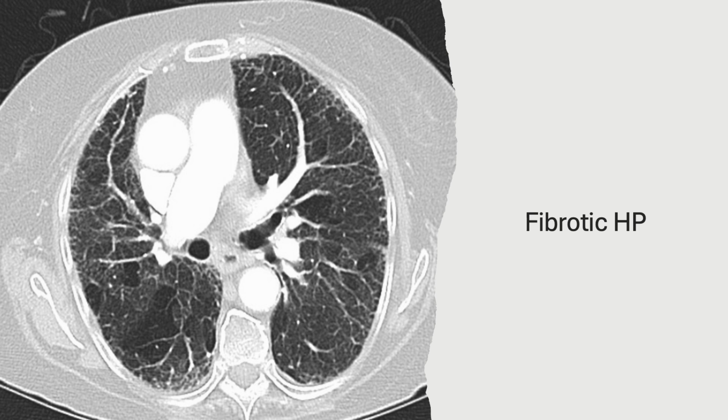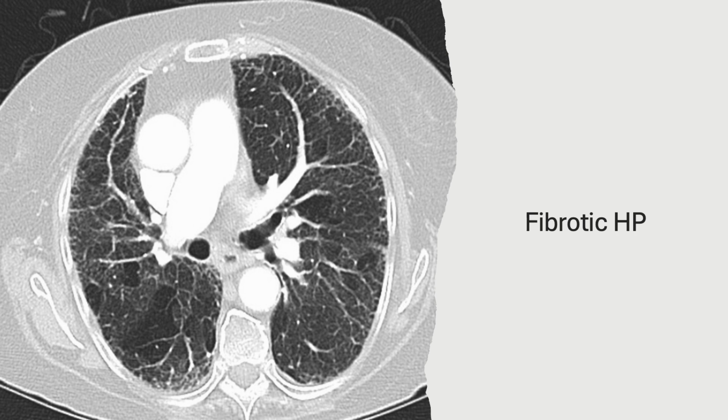And that's a fibrotic HP where you have reticulations here. If you look closely, you have reticulations here. So you have that mosaic attenuation on both sides. You have that air trapping there as well. And then on top of it, you have fibrotic HP.